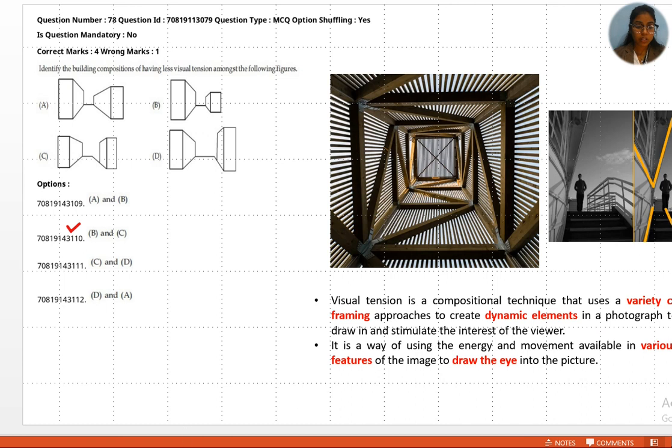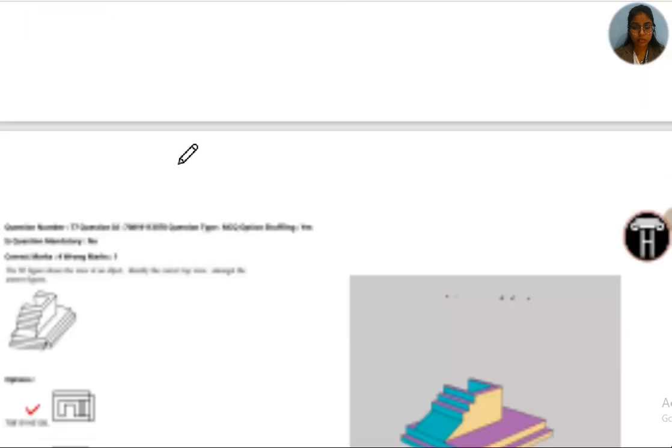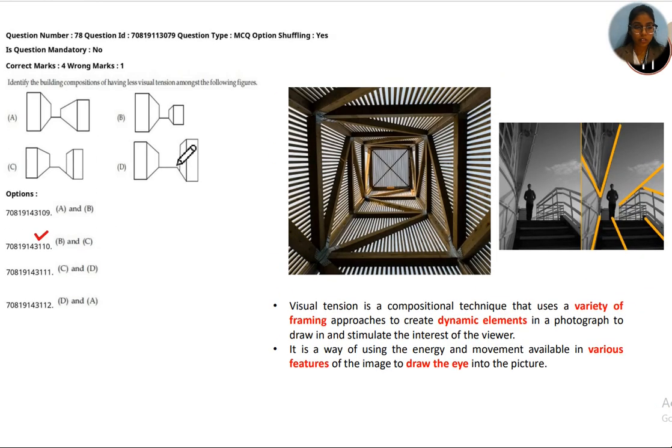Now the next question is, identify the building composition having less visual tension amongst the following figures. Okay, the four options are given to you, and you have to find the option which indicates less visual tension. Now, what is visual tension? Visual tension is a compositional technique that uses a variety of framing approaches to create a dynamic element.